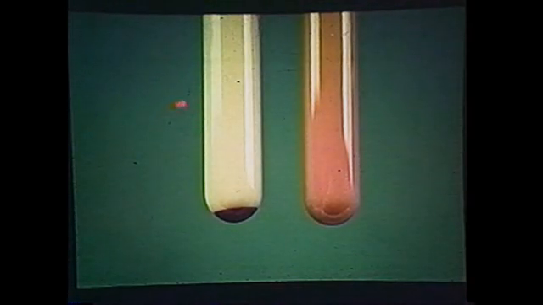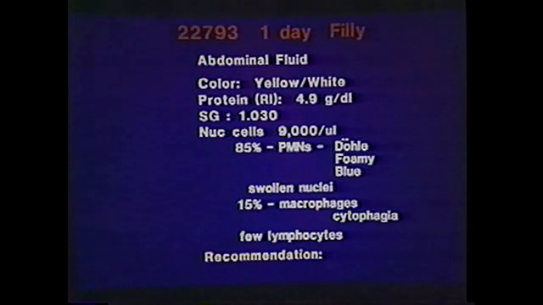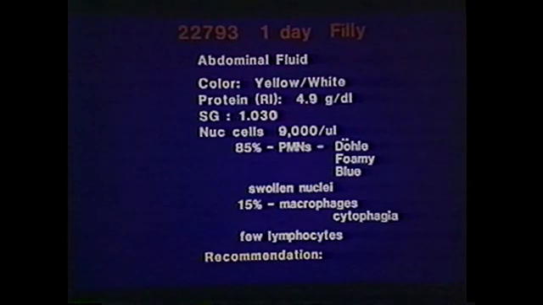Chylothorax is a disease of kitty cats. Get it out of here. What are you doing with it? Abdominal cavity of a foal, and that was the fluid that was taken out. And those are the results for it. Yellow, white, one-day-old filly, abdominal distension, distress. There's what was seen through it.